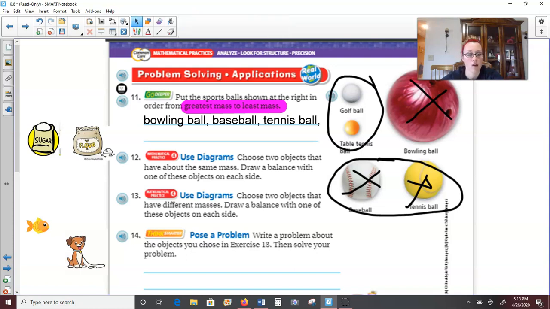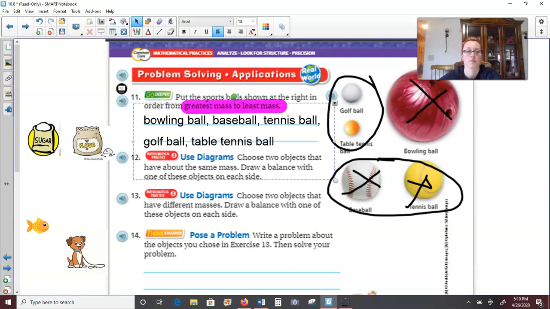Now, I have golfed before and I have played ping pong. Even though these 2 balls are about the same size, they do not weigh the same. Golf balls you hit with a club, and usually they're metal also. And then table tennis, you're playing on top of a table and you're using those little paddles. So a golf ball is going to weigh more than a table tennis ball. Golf ball and then table tennis ball.